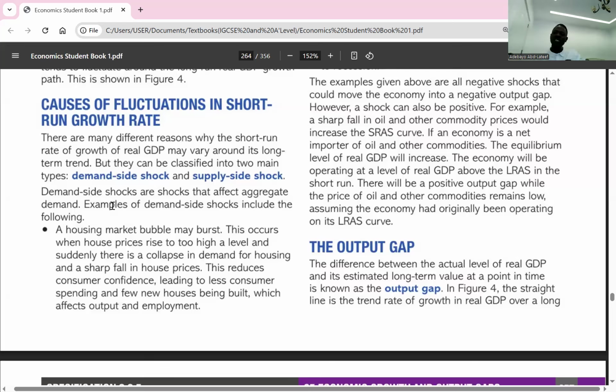How will it affect output? It affects output because people do not want to buy anymore. The demand for houses has stopped. So new houses will not be built. And if new houses are not built, it means the demand for workers to build new houses will not be needed. So that reduces employment. Do you understand how it reduces now? Yes. Okay. So that's the first one.